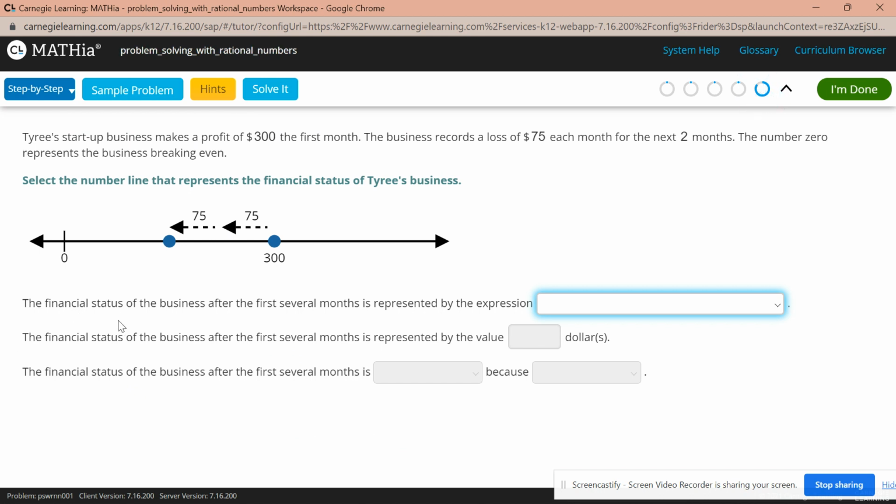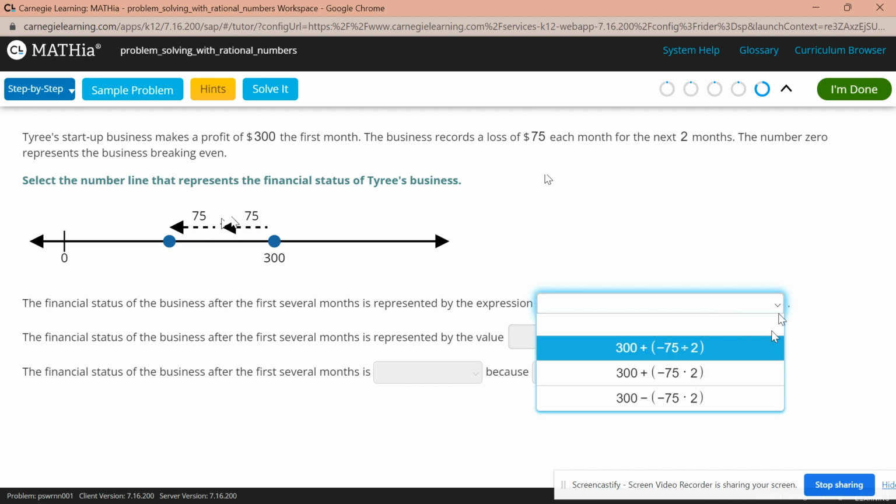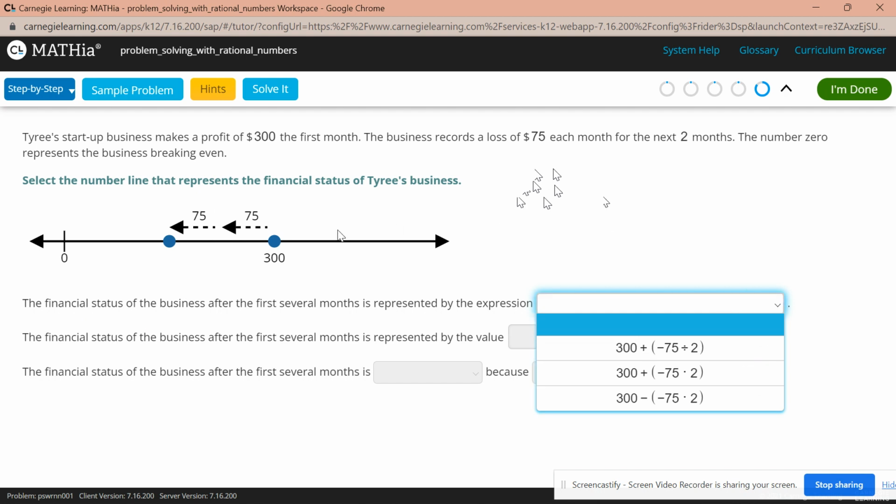Now let's take a look. The financial status of the business after the first several months is represented by the expression. How could I write that as an expression? Before I even click on this, I told you earlier that I would have a positive 300 minus 75 minus 75. Could I write it like that? I could, but is there another way to represent these 2 negative 75s? Stop for a moment and take a look. Something else I want to talk about.